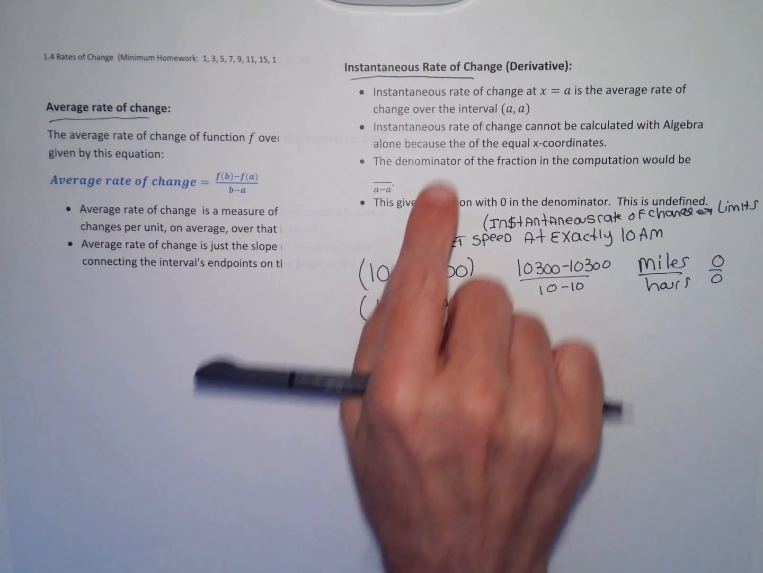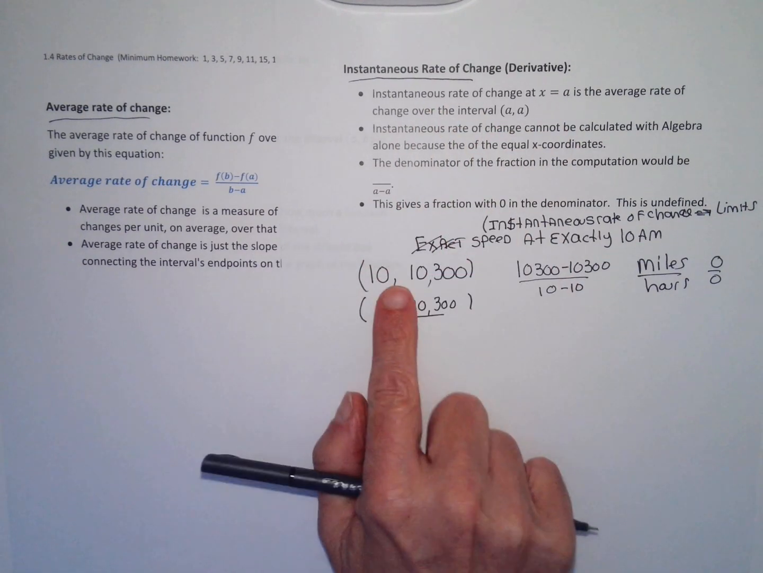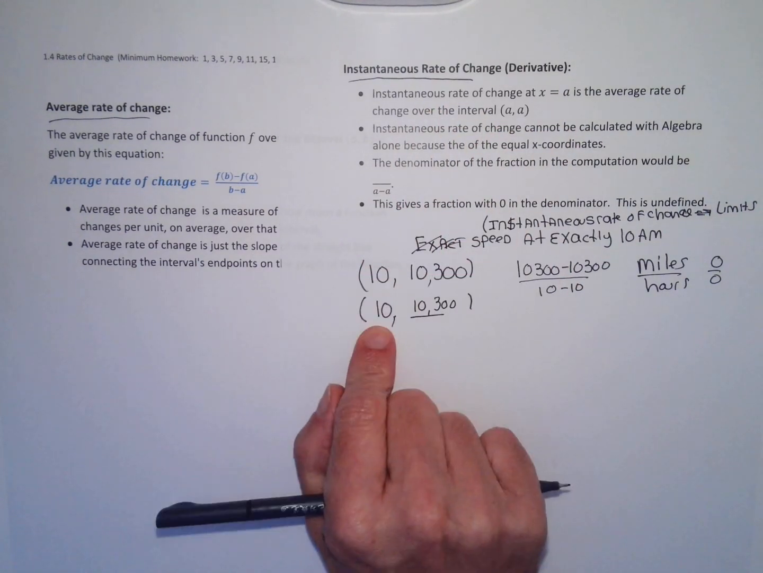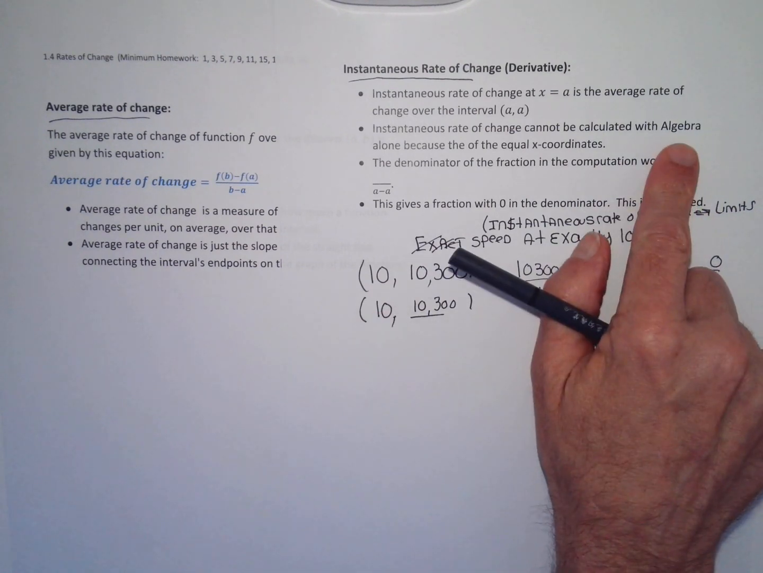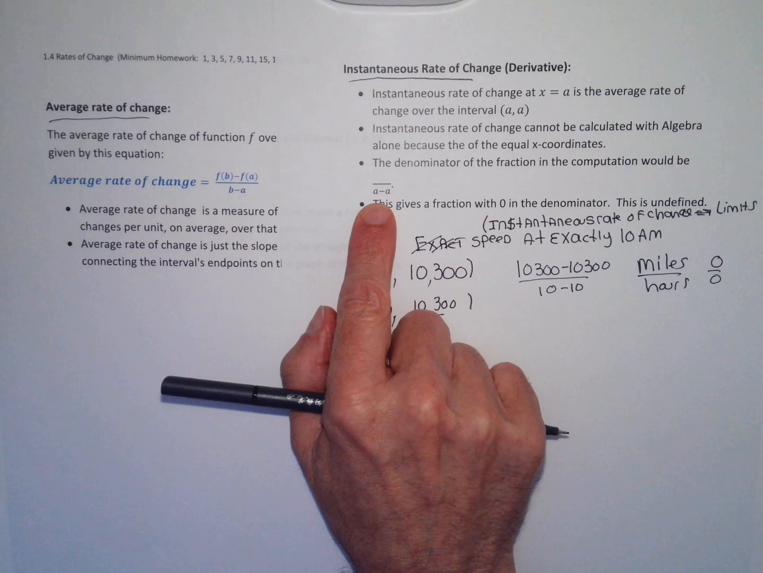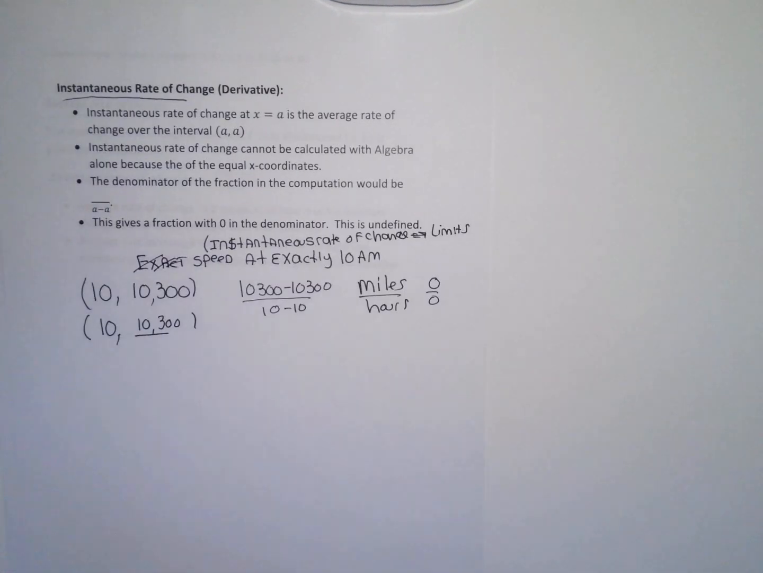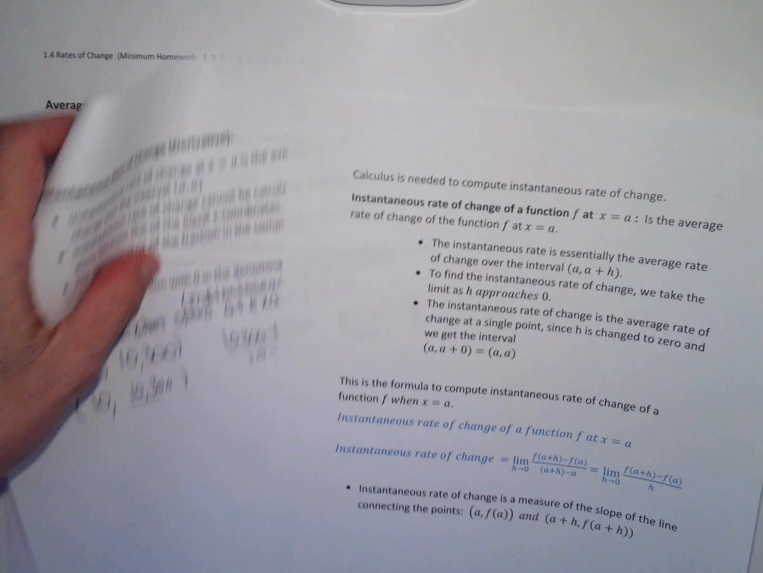But let me just read through this a little bit. So the instantaneous rate of change is the average rate of change over 0 length of time. And you can't calculate it with algebra because you have equal x coordinates. The denominator in the computation would get 0, which is undefined. So we're going to need calculus and limits to do instantaneous rate of change. Maybe I can scrub these pages and move on to this next page.